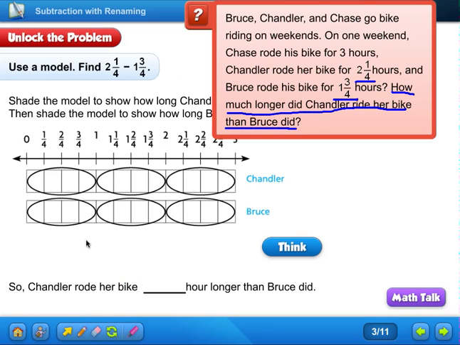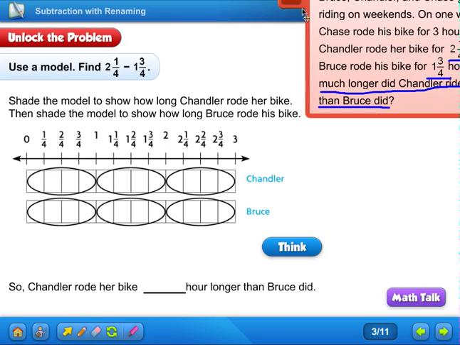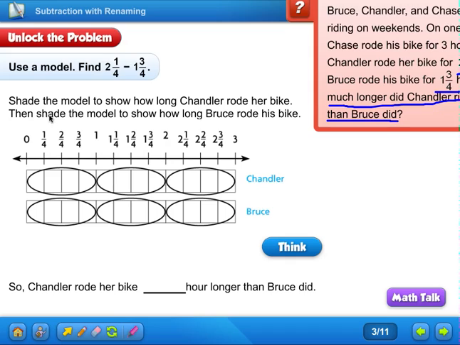All right, now that we know our information and we know what our question's asking, I'm going to slide that over. We're going to have to subtract, because we're going to have to find the difference between how much Chandler rode and how much Bruce rode. We really didn't even need to know about Chase riding his bike for 3 hours. That was just information they're using to try to trick us.